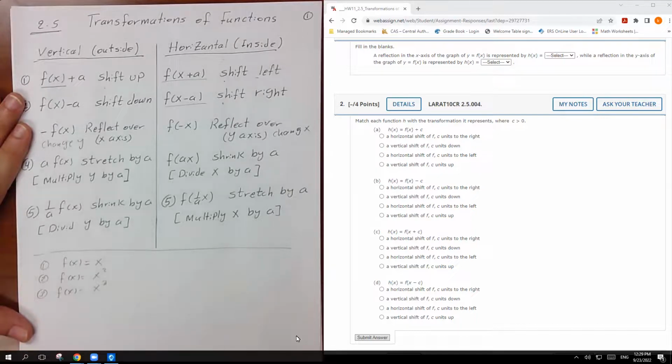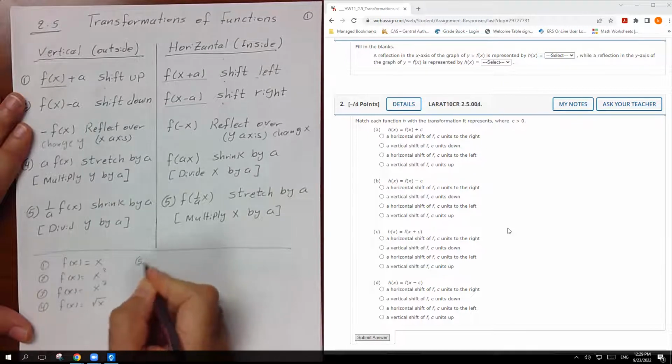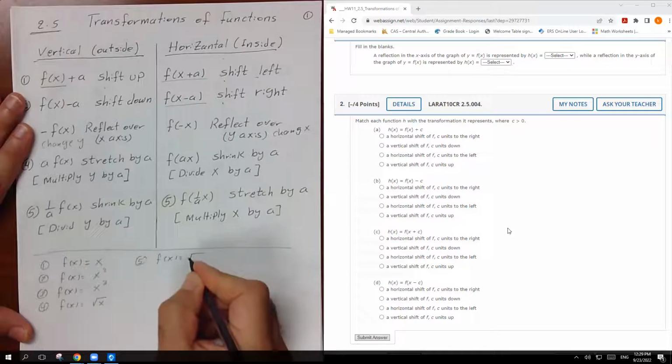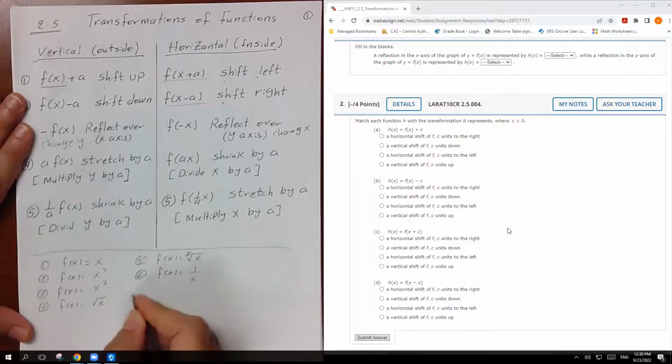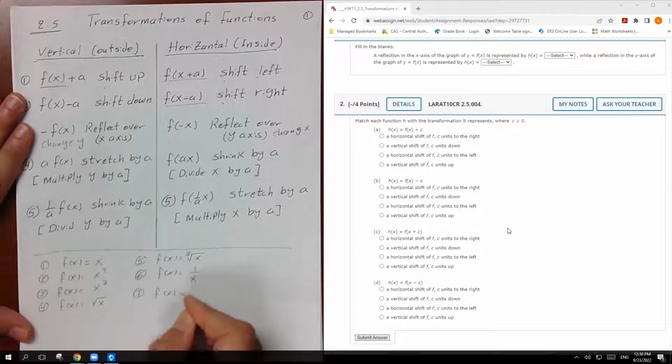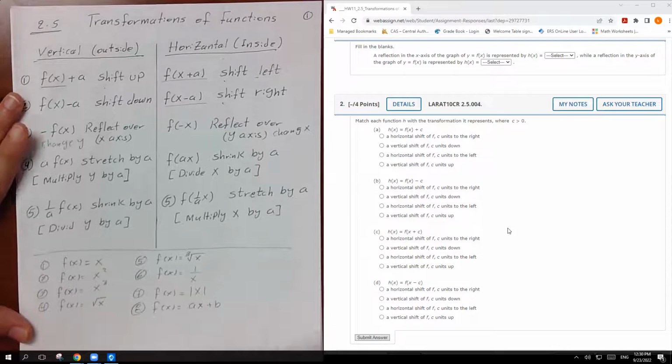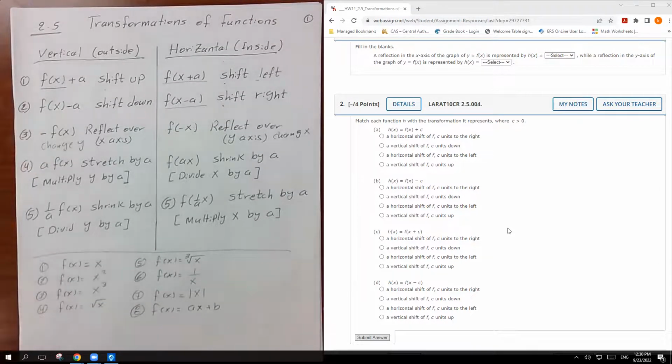and number 4, f of x equals square root of x. Number 5, we have f of x equals the cubic root of x. And number 6, we have f of x equals 1 over x. And we have f of x equals the absolute value of x. And the last one, f of x equals a linear function, mx plus b, because this is the slope. So you can type it mx plus b.